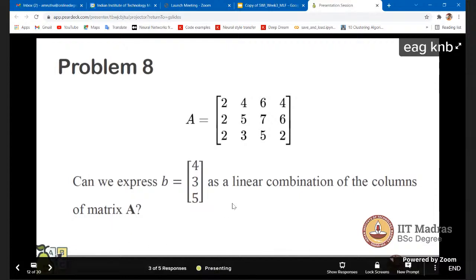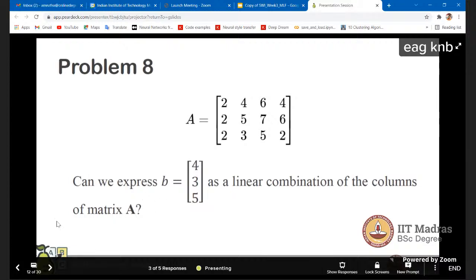Ma'am, AX is equal to B is something related to column space. So what I did is I found out the column space of A. I found that the span of the first two columns is the column space. Correct. So what I did is alpha times the first column plus beta times the second column, and I tried to see some values of alpha and beta. If you substitute, we'll get B. Okay. But you didn't get it. No.